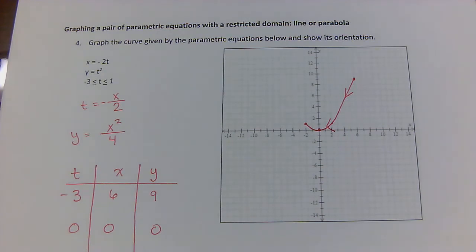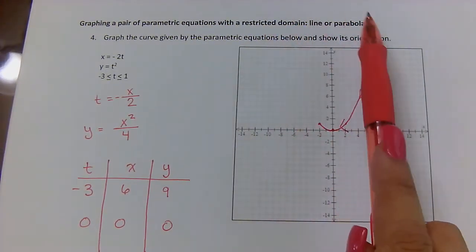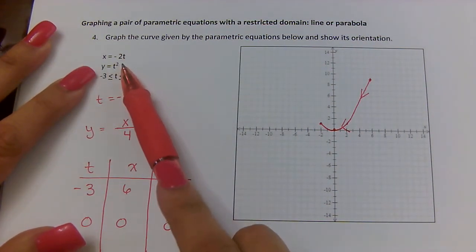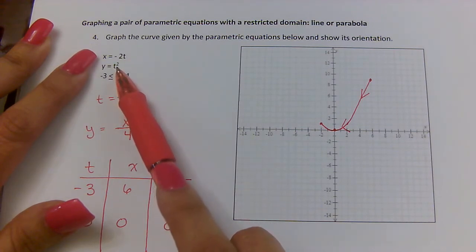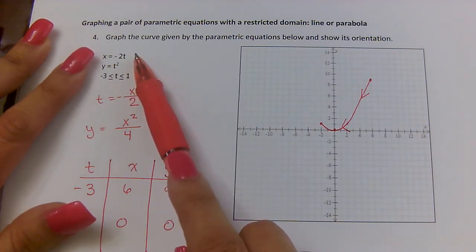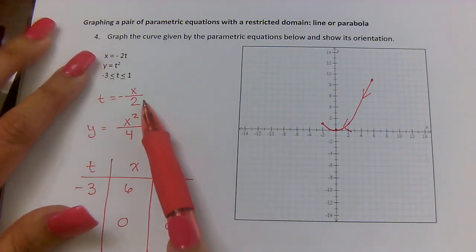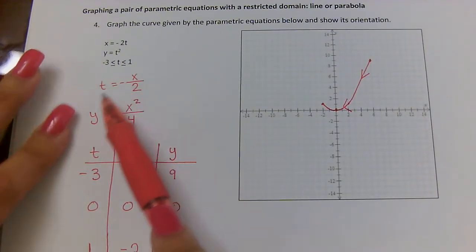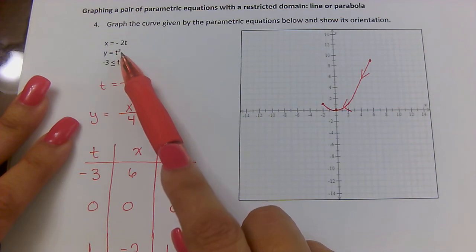Number 4, we have a restricted domain. It could be either a line or a parabola. So the first thing I'm going to do here is go ahead and solve for t. Choose a linear equation if you're given a quadratic equation and a linear equation. So I'm going to solve for t first by dividing by -2 on both sides. So I get t is equal to -x divided by 2. Then I'm going to substitute what t is equal to into the second equation.